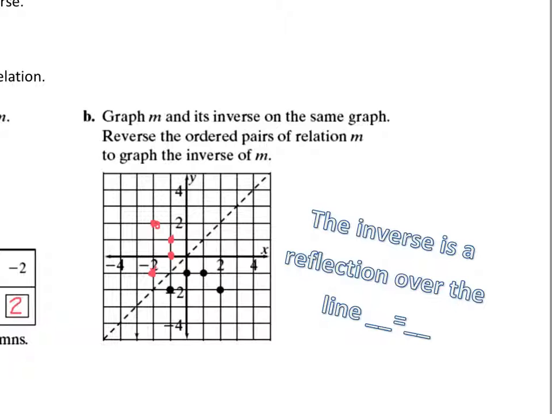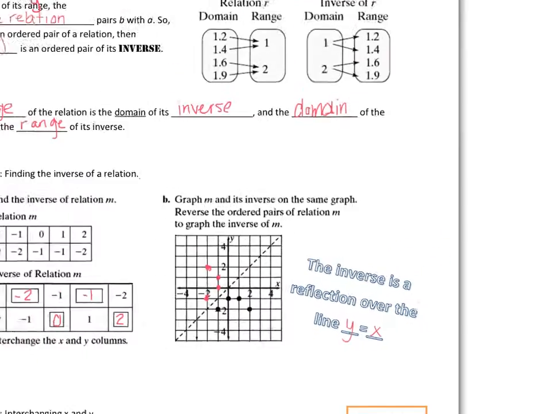That line is called y equals x. You should remember that. Maybe that will get you some points on a test sometime. The inverses are a reflection over the line y equals x. It's always that same diagonal. All right, any questions so far? Just switch x and y.